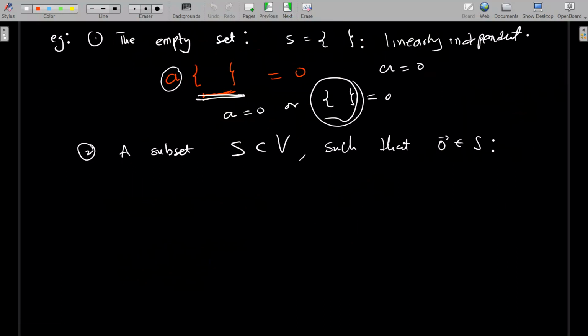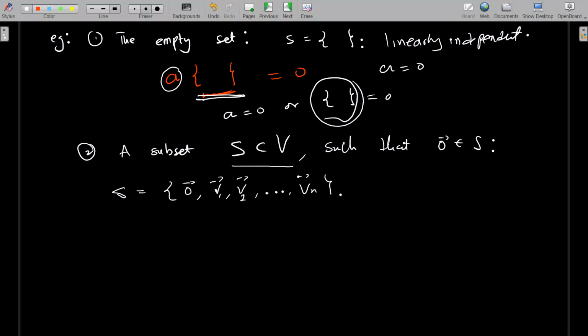A subset S belonging to the vector space, such that 0 is part of the set. What would you say? Are you going to say that set is? So an example is, you can say S is some arbitrary vectors with a 0 included. Okay, so I have v1, v2, and the rest, or maybe let's say I have all the way to vn.